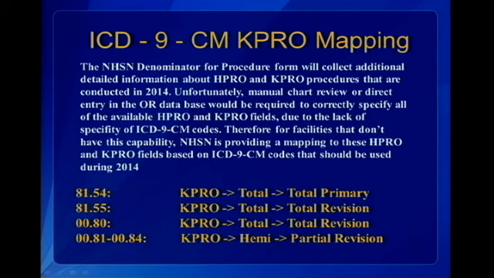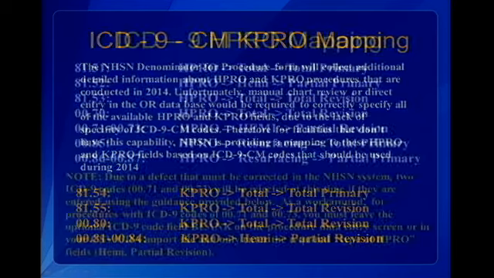So we're going to see. What we did is we told you these are your K-Pro fields, and if you want to use ICD-9 codes, if you find an 81.54, you will call that a total primary, okay? Because you have to first collect total, then total primary. And if you find anything that's a 00.81 to 00.84, that's a hemi-partial revision, anything in that code. So we're hoping these will help you, and this is in an NHSN newsletter that was sent to everybody, just for this mapping. And you should be able to find it in your mailboxes if you forgot to open that one. I know we get busy.